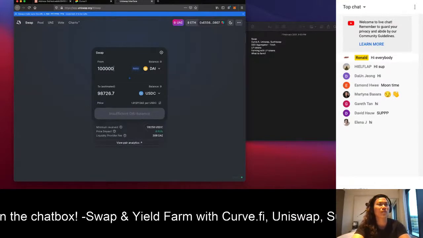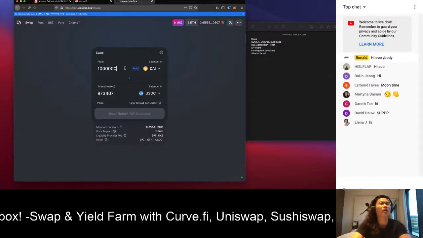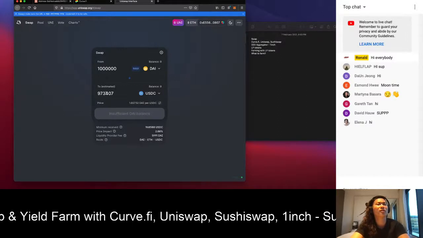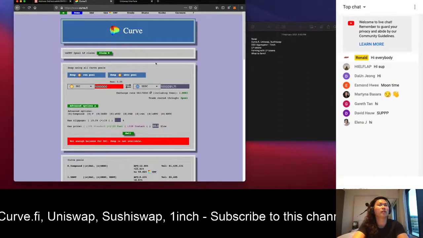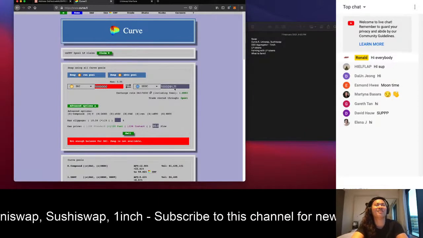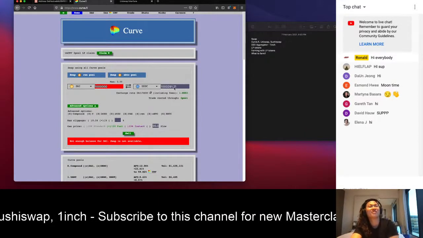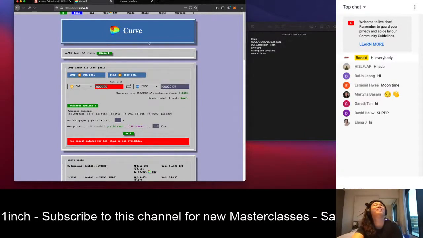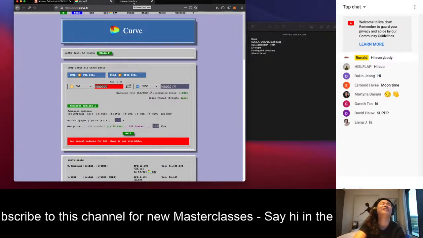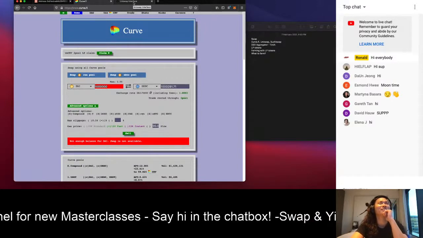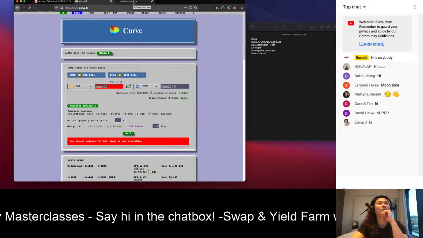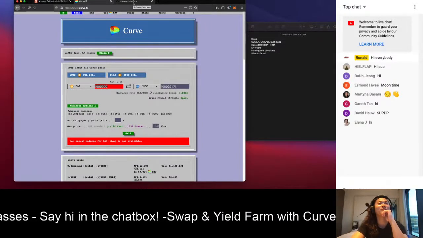And I want to swap 1 million of it. 1, 2, 3, 4, 5. Right, look, I end up with 973,000 USDC, but on Curve, I actually have more than a million, right? So like positive slippage. So it only matters if you're trading $1 million at a time, which for the purpose of this class, I don't think is applicable.